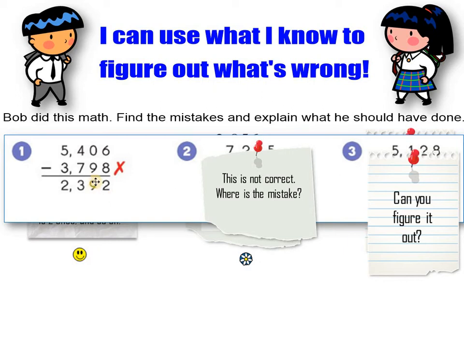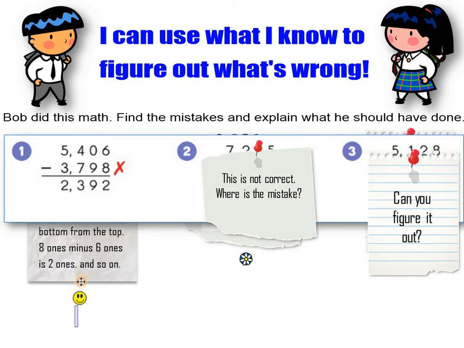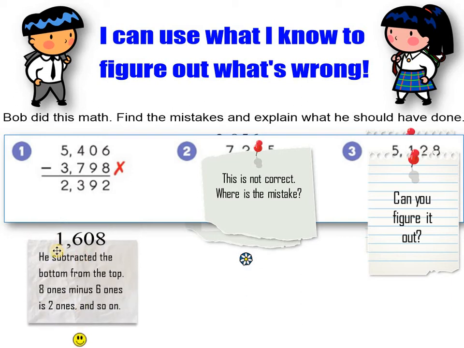Oh, I see this. 9 minus 0. Can you check to see if that's how he did the whole math problem? That he started here and subtracted up there? Double check. All right, here's the answer. The correct answer is 1,608.